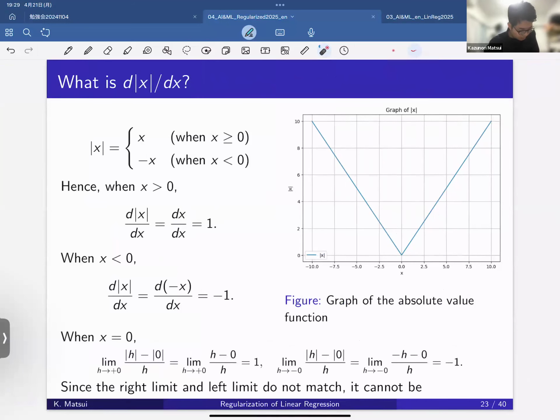When we consider the derivative of the absolute value function, when x is greater than 0, the absolute value of x equals x. The derivative is 1. In other words, the slope is 1. When x is less than 0, this becomes minus 1. The slope is minus 1. So at x equals 0, the right-hand limit is 1. The left-hand limit is minus 1. These limits are different. We cannot differentiate at the origin.